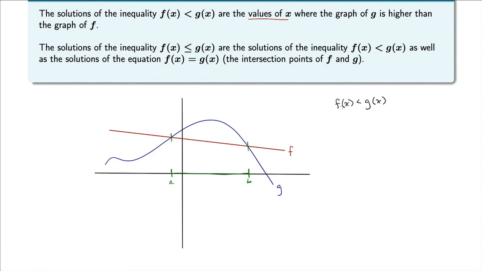The solution to f of x is less than g of x would be the interval a to b. And we would not include those endpoints because at those points they're equal. f is not less than g. However, the solution to f of x less than or equal to g of x, we would take that interval, but we would also include those points. And so then we would have brackets.